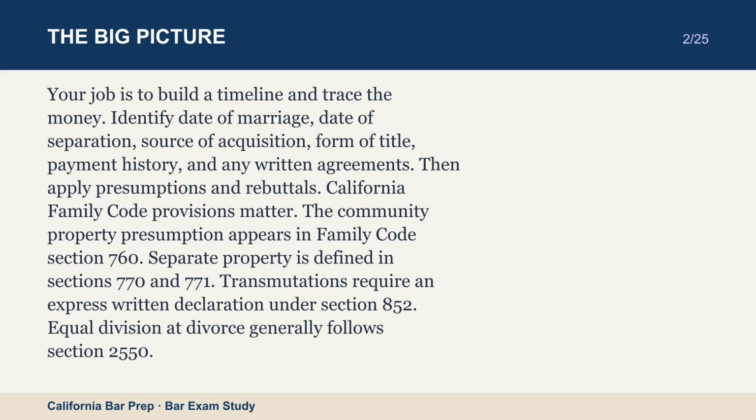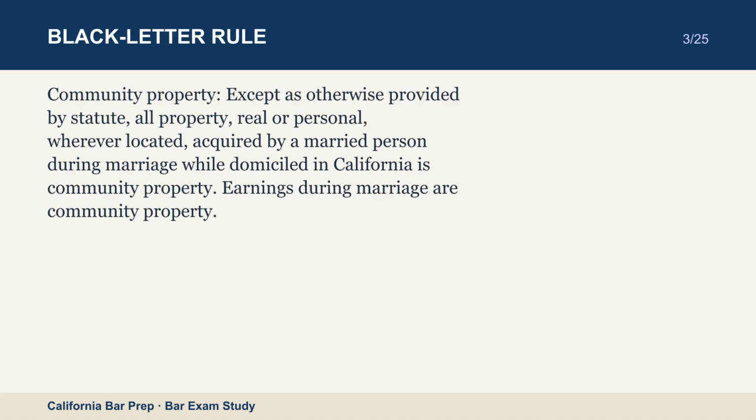Community property. Except as otherwise provided by statute, all property, real or personal, wherever located, acquired by a married person during marriage while domiciled in California is community property. Earnings during marriage are community property.